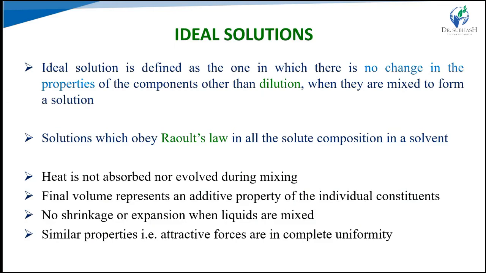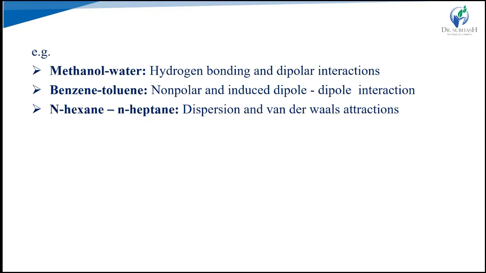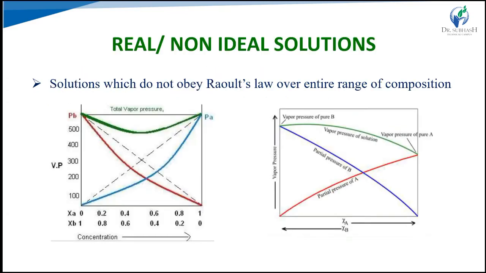The final volume is represented by the additive properties of the individual constituents. We have to mix the two components so that the final volume represents the additive properties. There is no shrinkage or expansion when the liquids are mixed. Similar properties like attractive forces are in complete uniformity, so we can call it an ideal solution. Examples are methanol-water and benzene-toluene; hydrogen bonding and dipole interactions are there, non-polar and induced dipole-dipole interactions.